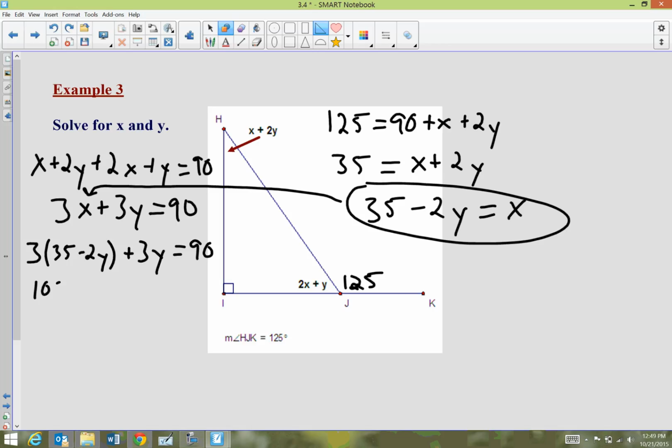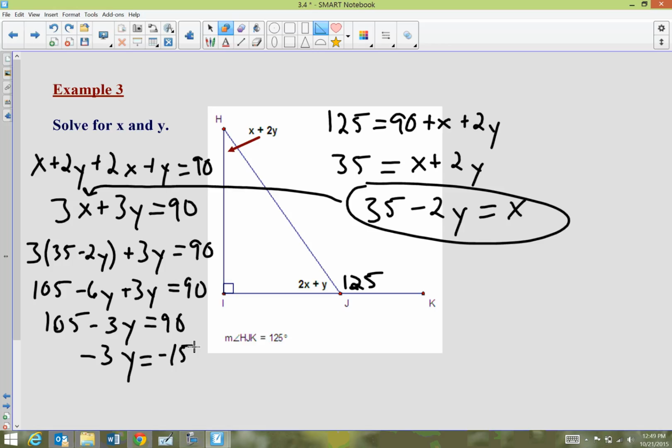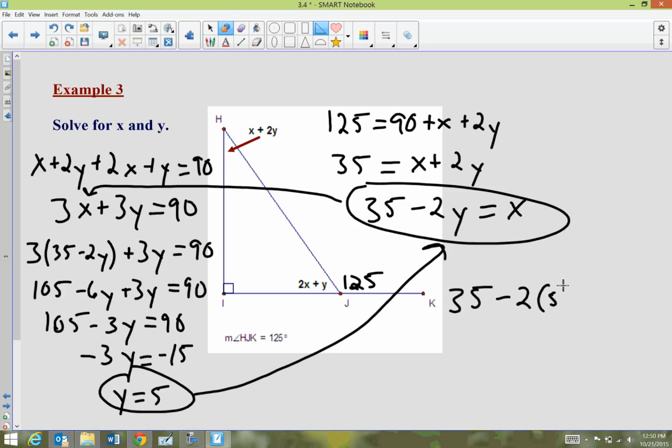So this gives me 105 minus 6y plus 3y equals 90. 105 minus 3y equals 90. So negative 3y is equal to negative 15 after I subtract 105 from both sides. So y is equal to 5. After I solve for y, I want to take it and plug it back into this equation so I can solve for x. So we get 35 minus 2 times 5 is equal to x. 35 minus 10 is equal to x. So 25 is equal to x.